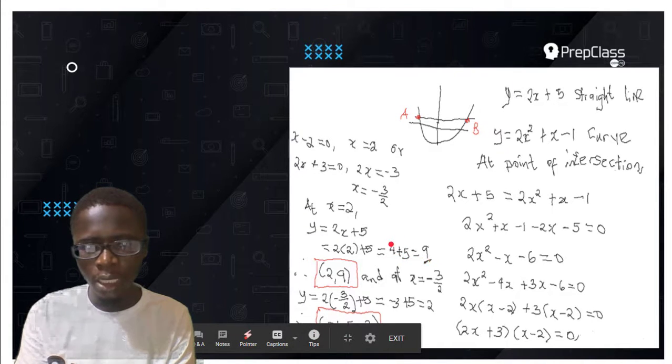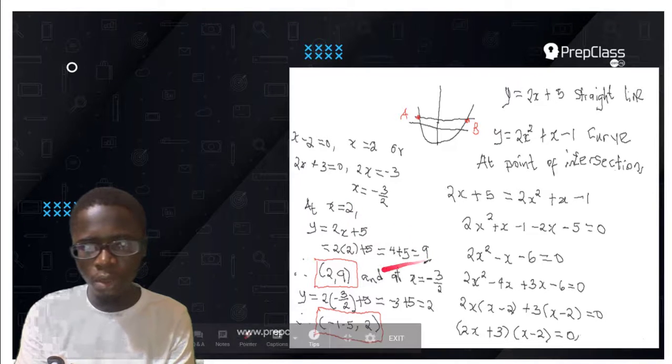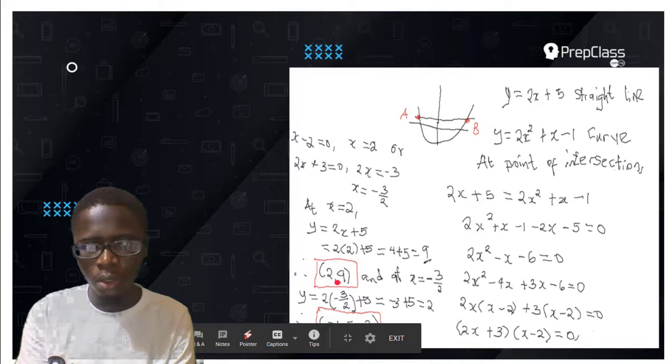So it simply means at point x is 2, y at that point is 9. So this is the order, this is the pair. Now, at x is equals to minus 3 over 2, which is minus 1.5, it means we substitute the value of x here. 2 cancels 2, as you can see, minus 3 plus 5. So this is going to give us minus 3 plus 5, and that's 2. So it means at x is minus 1.5, our y is going to be 2.